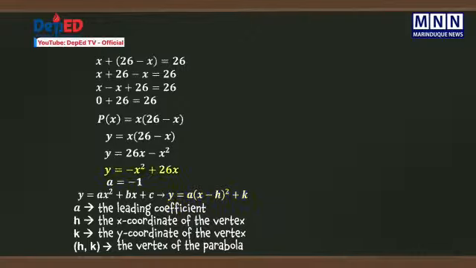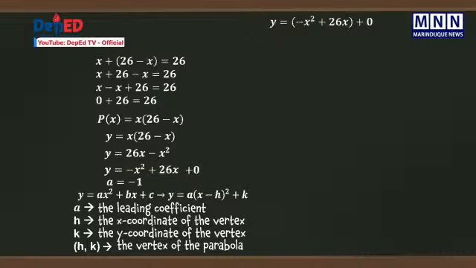In the function y equals negative x squared plus 26x, there is no constant term. This means c is equal to 0. We may put plus 0 or minus 0. Next step is to separate the terms with the variable x from the constant term. Let us enclose them in parentheses.